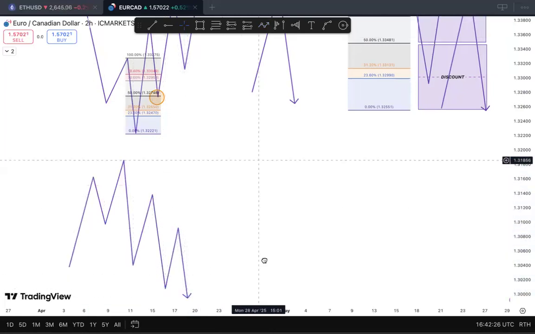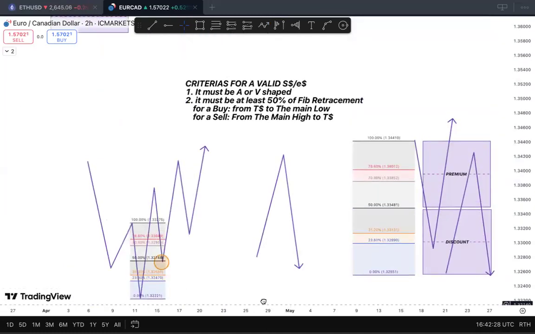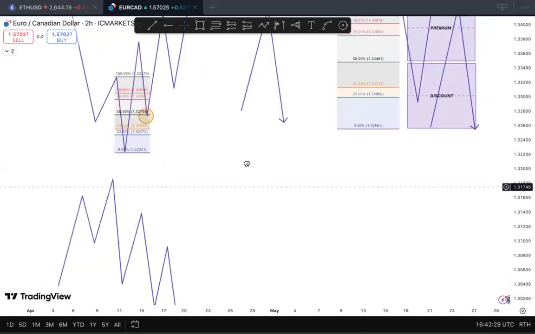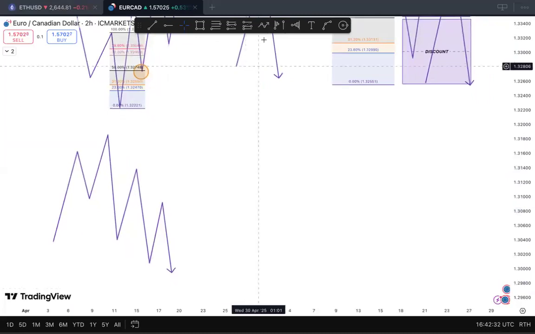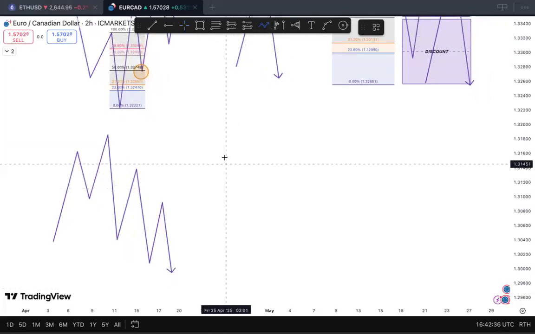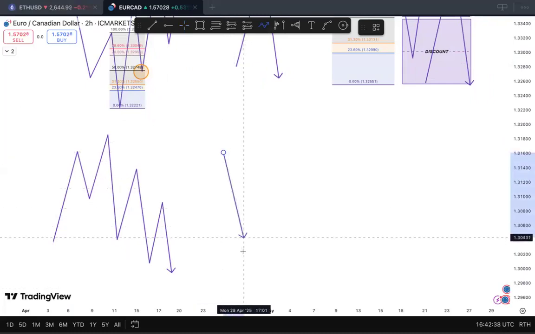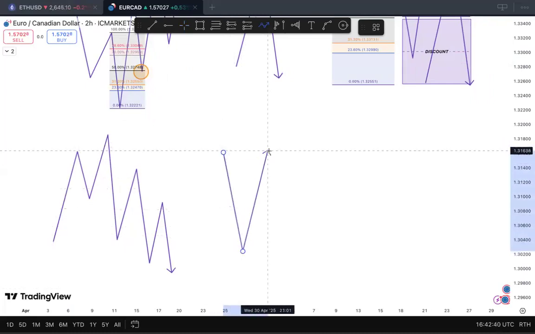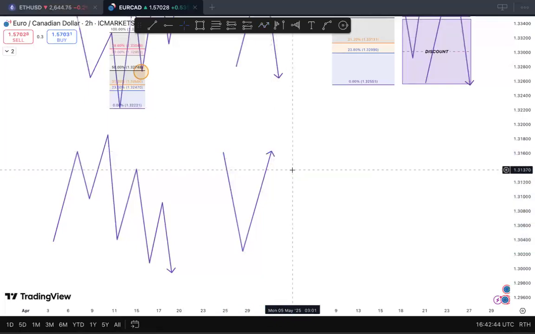So what is the first criteria? It says it must be A or V shape. So for a sell, it must be V shape. That means your liquidity must be obvious. Remember your V. If you went to school, you should be able to know that this is V. Obvious. Your eye should see it, okay? If you're not seeing it, then it is not liquidity.